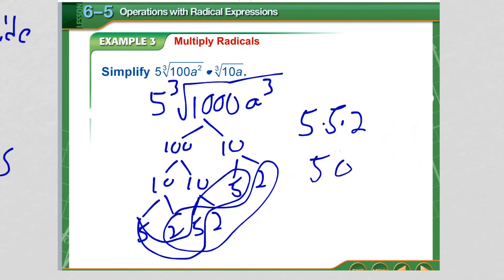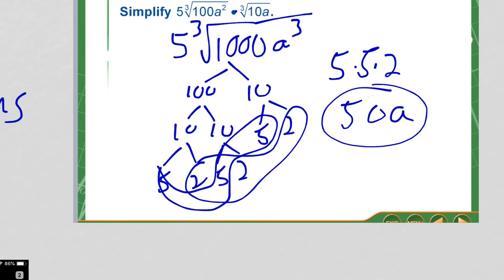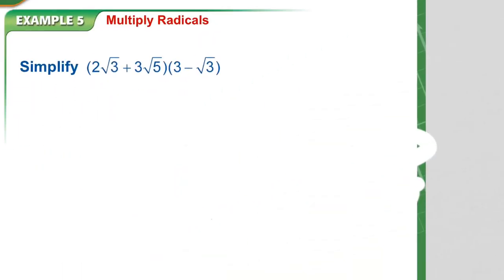And then don't forget about our nice little a cubed here. We need 3 of them. Well, a cubed means I have 3 of them, so when it comes out, it's just an a. So this problem did not have any leftovers, so our answer is 50a. Now let's do a problem that's just a little bit more involved.